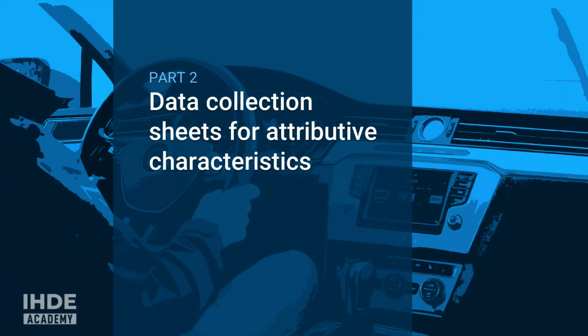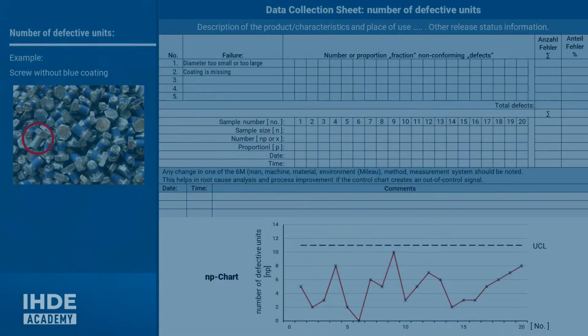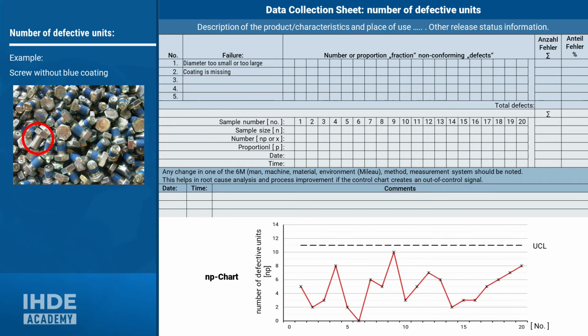So, now that we have gotten an overview of the failures and why we make the distinction between defective units and defects per unit, in this chapter, let us take a look at the structure of two data collection sheets as an example. Let's start with the data collection sheet for the number of defective units.